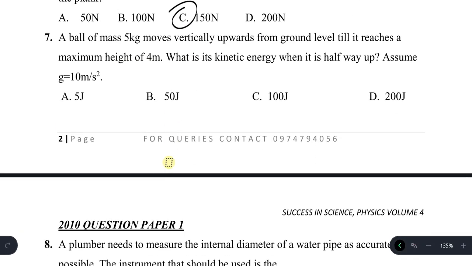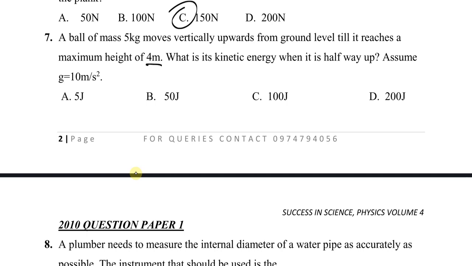Then we move on to question number 7, where I'm going to end from. So question number 7 says a ball of mass 5 kg moves vertically upwards from ground level until it reaches a maximum height of 4 meters. What is its kinetic energy when it is halfway up? Assume gravity to be 10 meters per second squared.